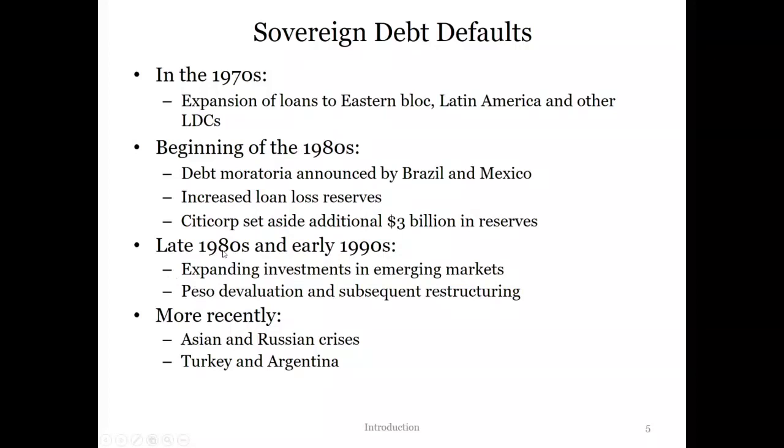And during the late 80s and 90s, we had something linked to that event. And more recently, during the 90s, we have the Asian crisis, where Russia almost defaulted on their debts. And later on, we have Turkey and Argentina default on their debts.